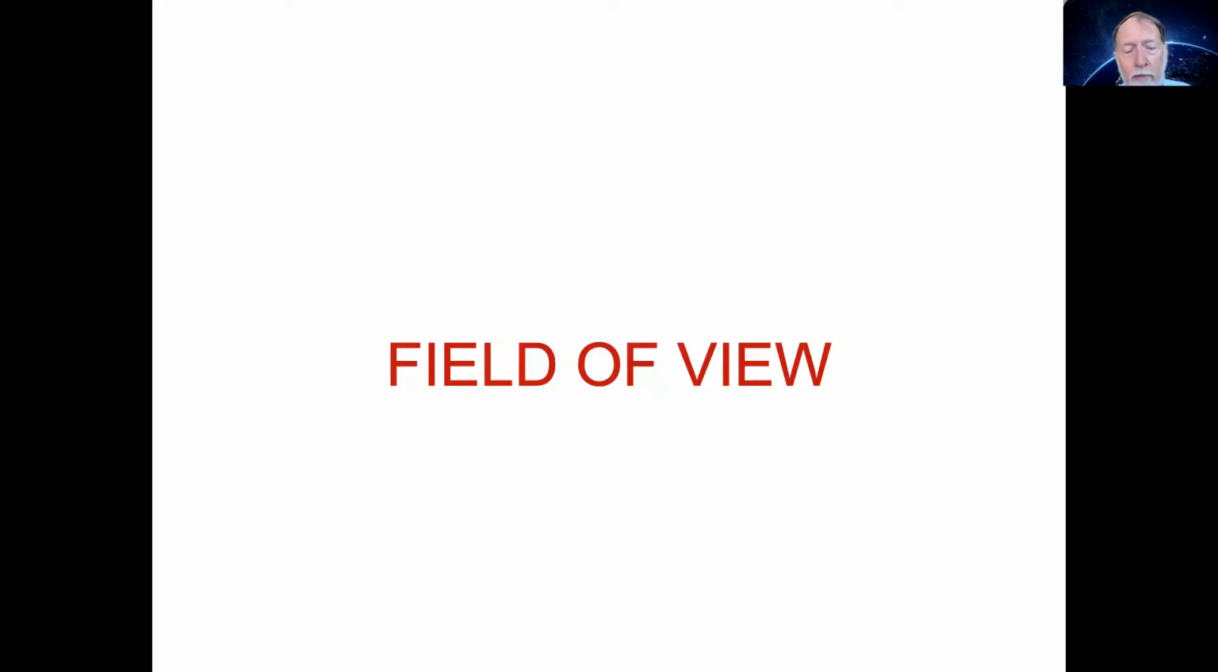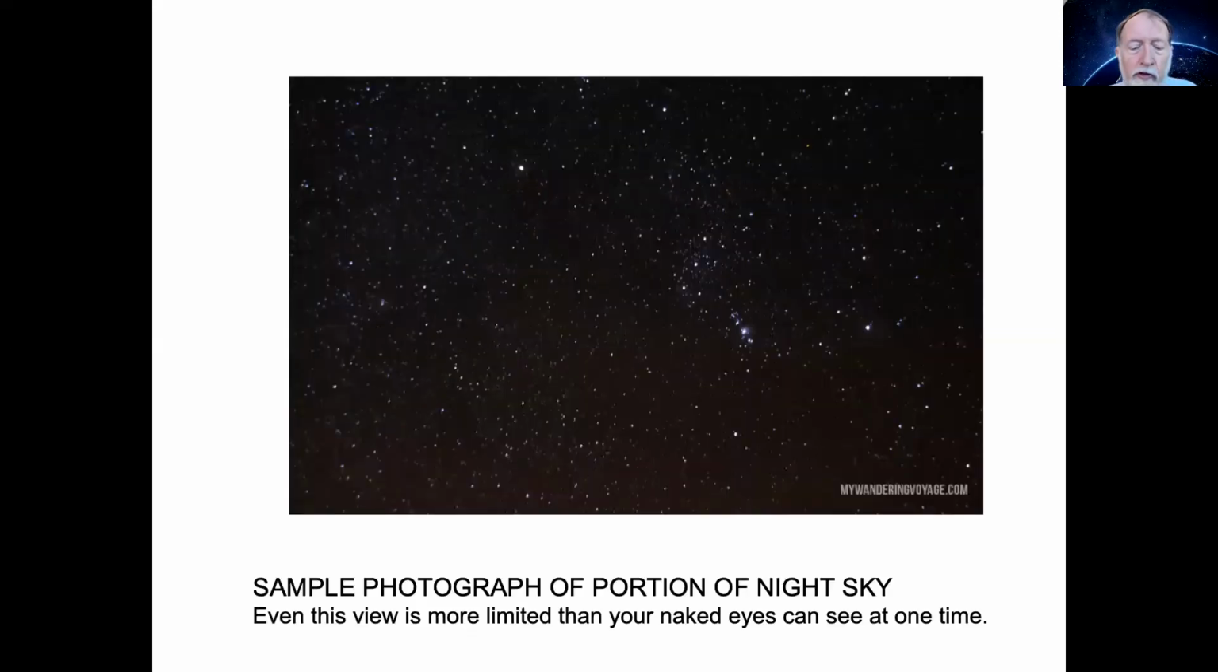Now we need to talk about field of view. This is a sample photograph of a portion of the night sky that you can see with the naked eye. Even this view is more limited than your eyeballs can see all at once. When you look through a telescope, or its finder, or through binoculars, you see a much smaller portion of the sky than you can see with the naked eye. What you see through an instrument is called the field of view.